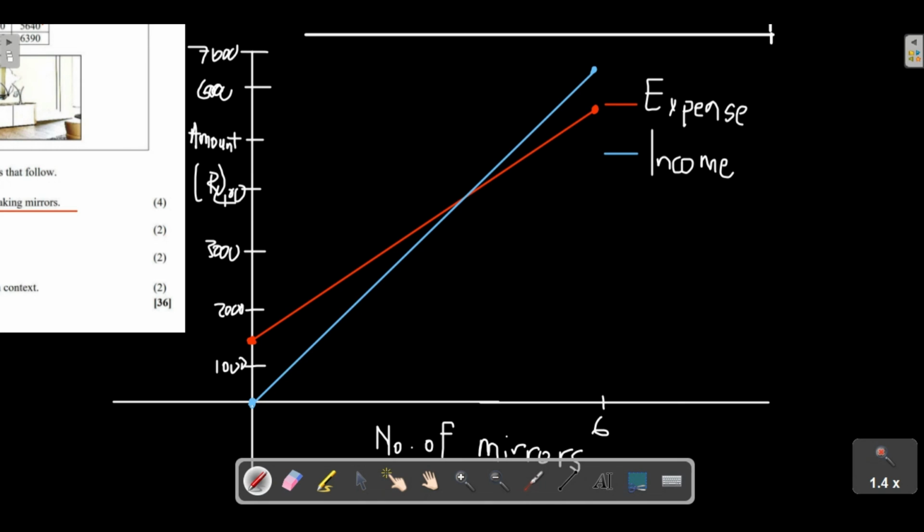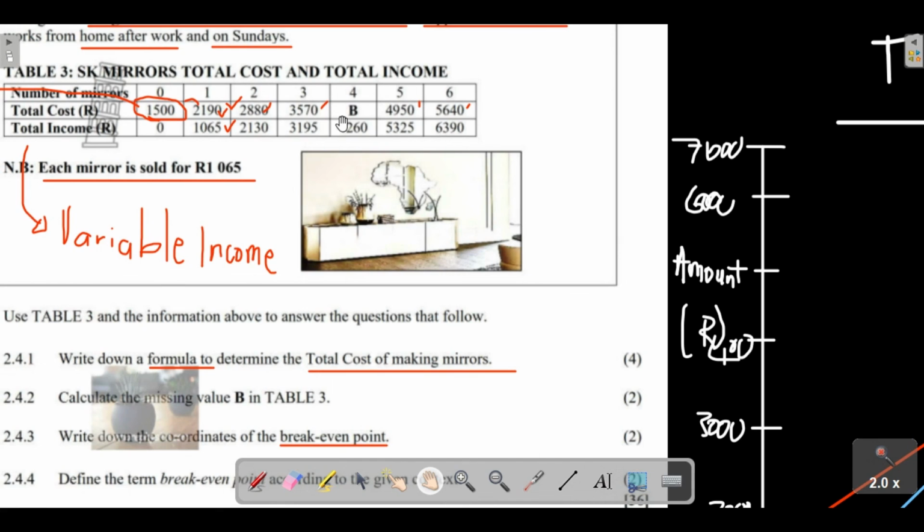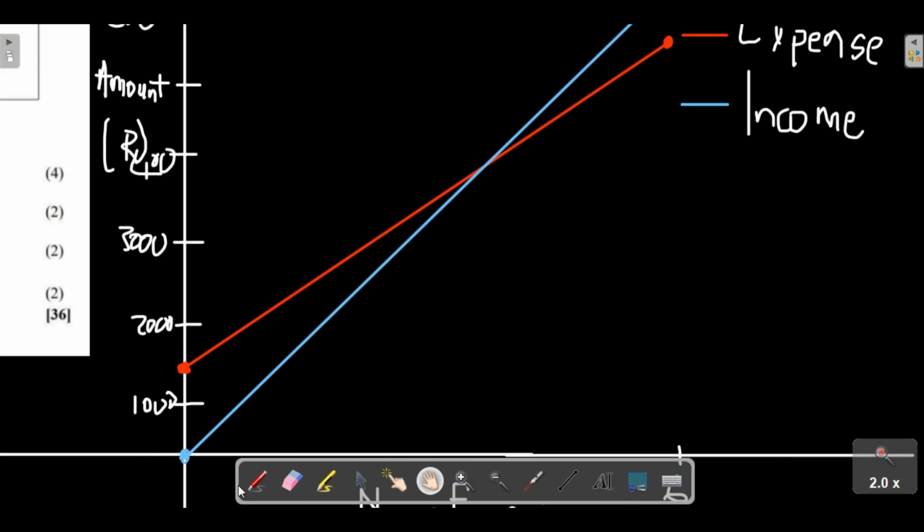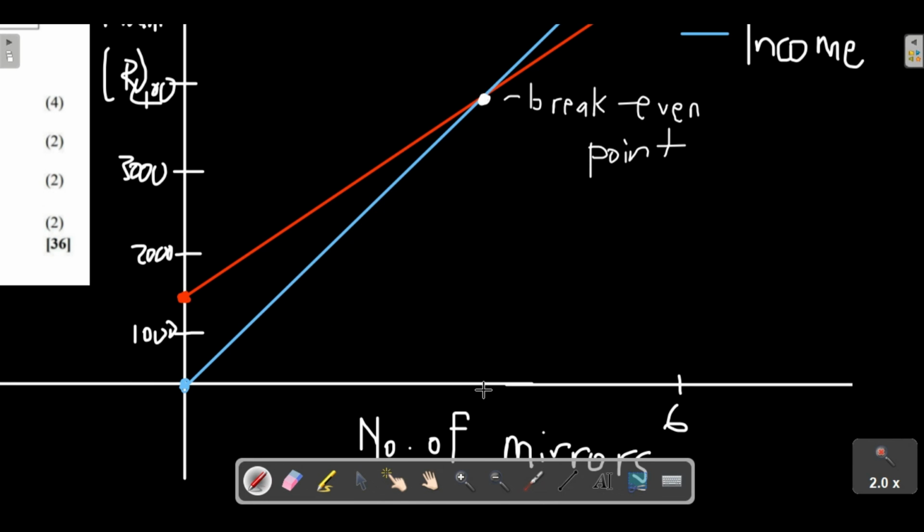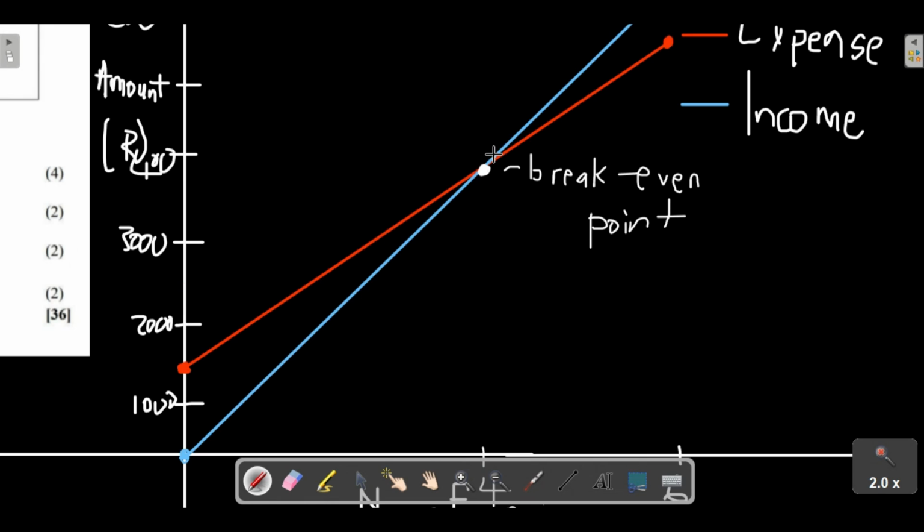So there are regions here you have to understand. First of all, we know that when the number of mirrors is 4, then you have reached the break-even point. The break-even point is marked by the intersection of these two graphs. This is the break-even point, guys. According to this table, this would only occur when you have sold or made 4 mirrors. So that is the break-even point.